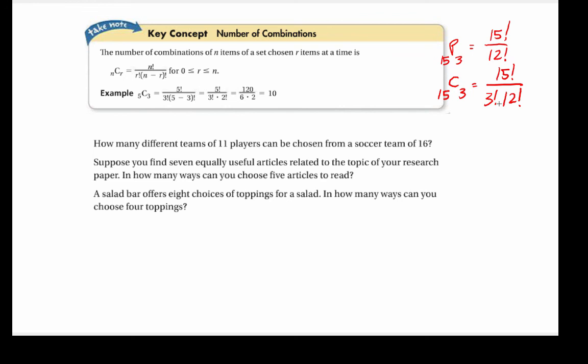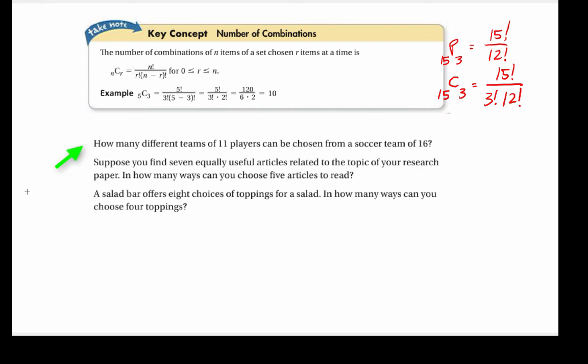So in the combination, the denominator is going to be larger, which means the overall value of the fraction is going to be smaller. So when we have 15 items and are choosing 3, we get more permutations than we do combinations. And that's because of the ordering or the arranging that we do. It adds some extra possibilities in there.